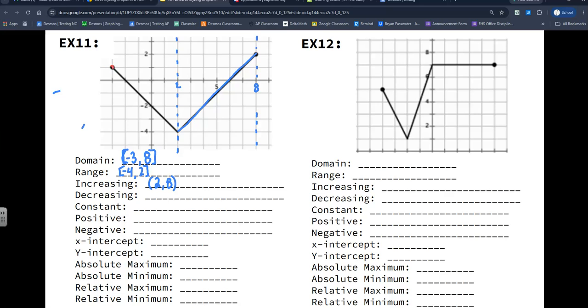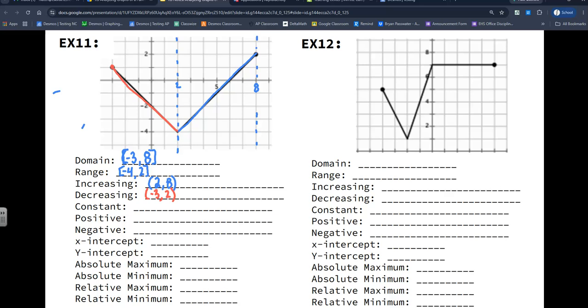For decreasing, we're looking at this side. Gage, what's that going to be? To 2. Very good. We're looking at those x values, right? Over here, here's where we start. The x value is -3. Over here, here's where we stop. The x value is 2, so -3 to 2 for that.